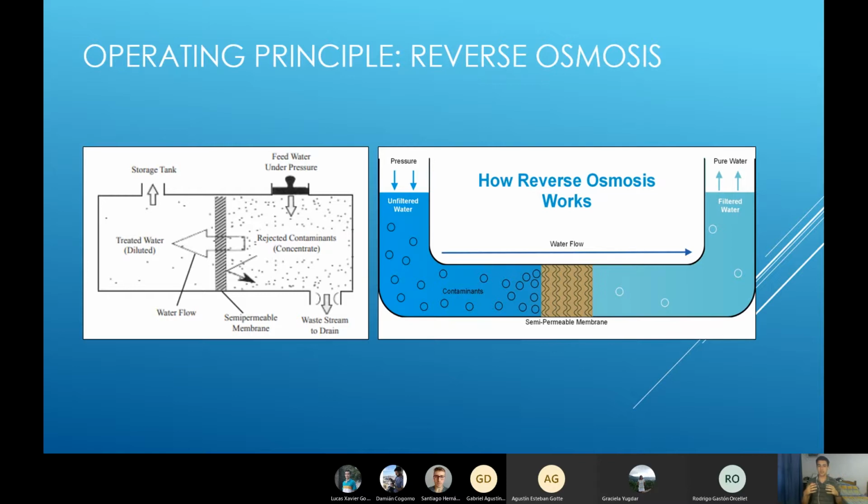After this process, the purified water, or the clean water, is collected in a storage tank or a storage container, and it is ready to be consumed or used. And the contaminants are eliminated as wastewater.